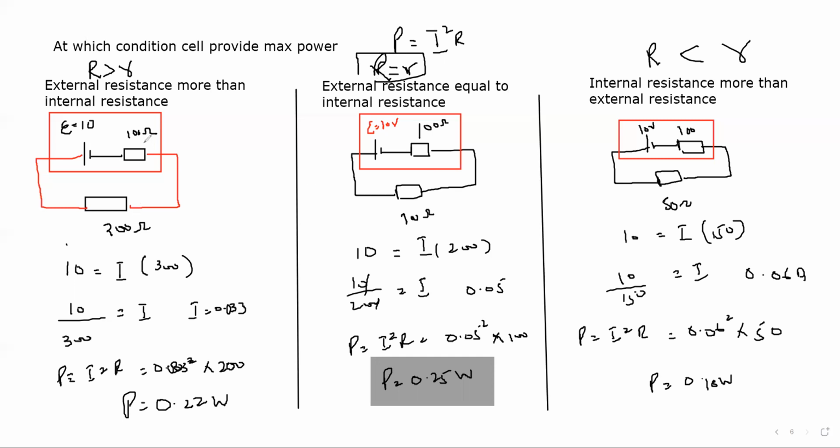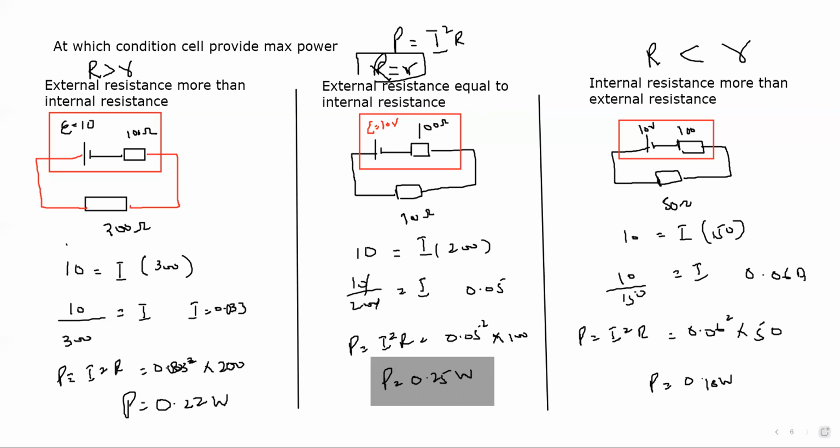What happened here? The total circuit resistance is high, the current is less, the external resistance is high, so the product of current and resistance is giving a power. And the maximum power is delivered when internal and external resistance have the same value.